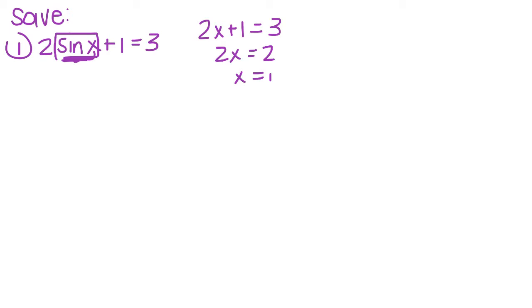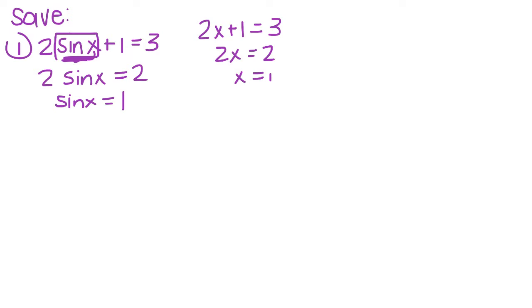So same process, you're going to subtract 1 over. So you have 2 sine x equals 2. Y'all see how it's working the same way? Divide both sides by 2. So we have sine of x equals 1.